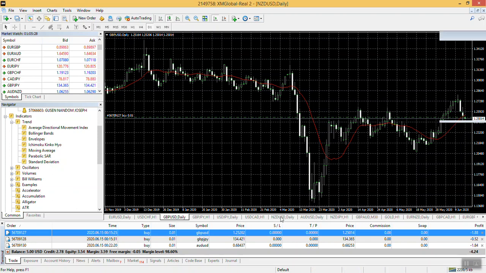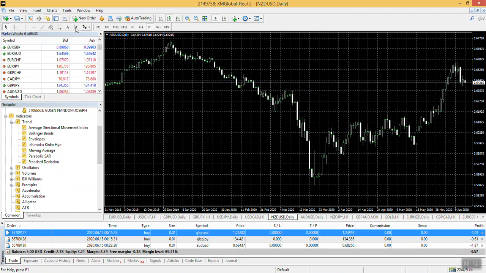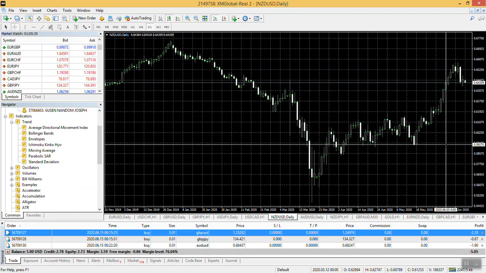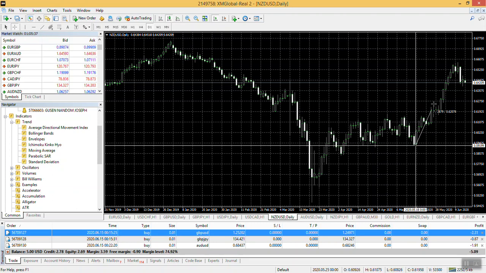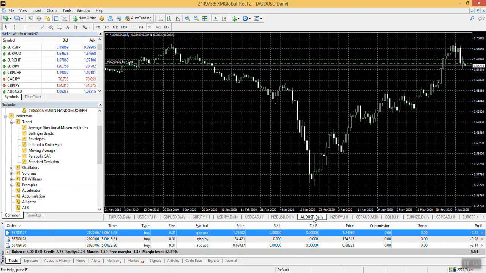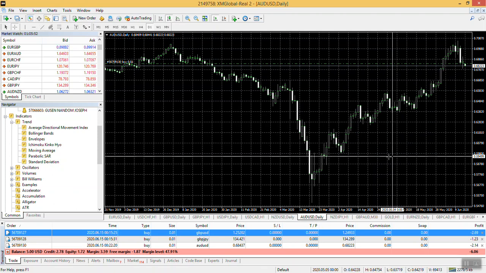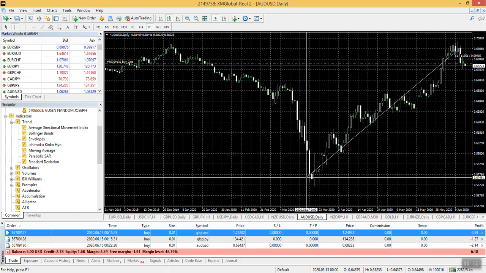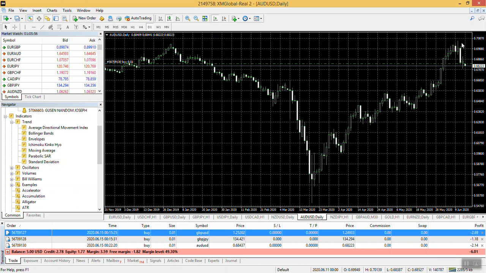Let's go to NZD USD. Now NZD USD, can you see from here to here is a bullish trend? And also a bearish trend started, which is about to end the bullish trend. So can you see? Now this is AUD USD. Then you see the same. You can see here that we have what we call a bullish trend. Look at it. And then a bearish trend started and is ending the bullish trend.